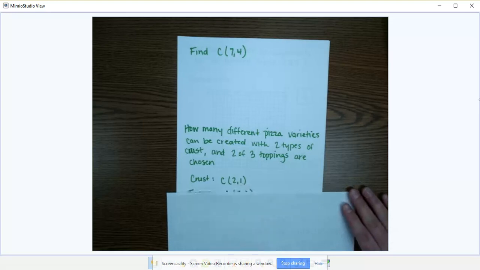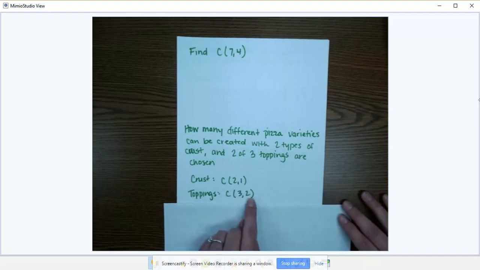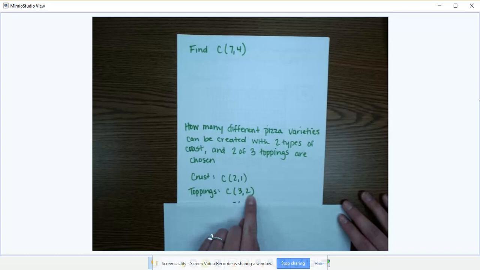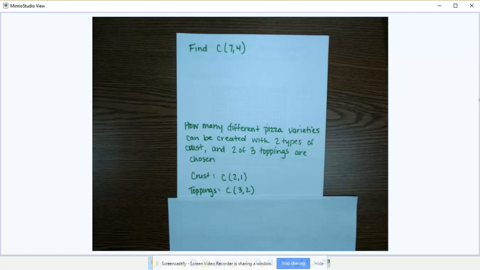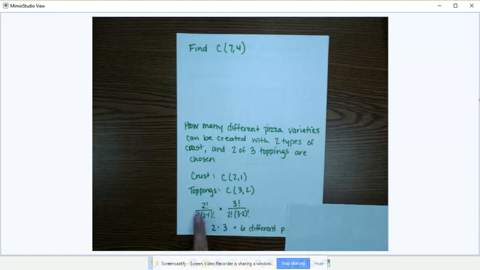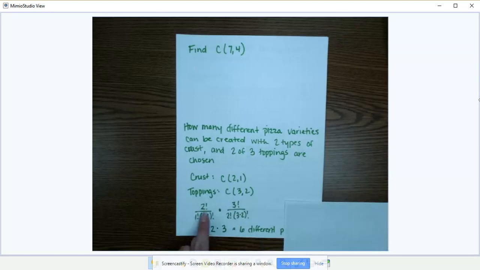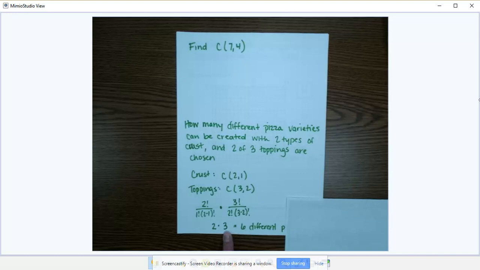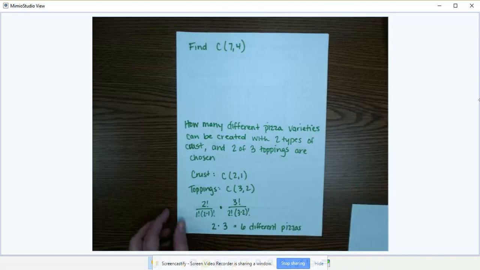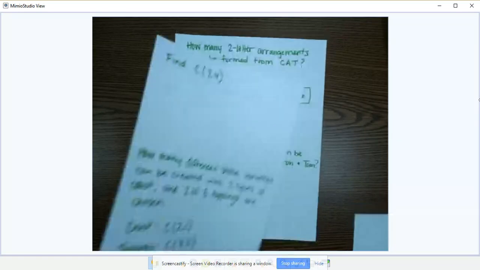And then we have to look at our toppings. Well, we know we have 3 options and we only choose 2. So we go ahead and evaluate both of those, and we're going to multiply them together because it goes back to our fundamental counting principle from the other day. So I plugged all our numbers in. Our crust options simplify down to 2 options, and our toppings simplify to 3. So we have a total of 6 different pizzas that we could create.